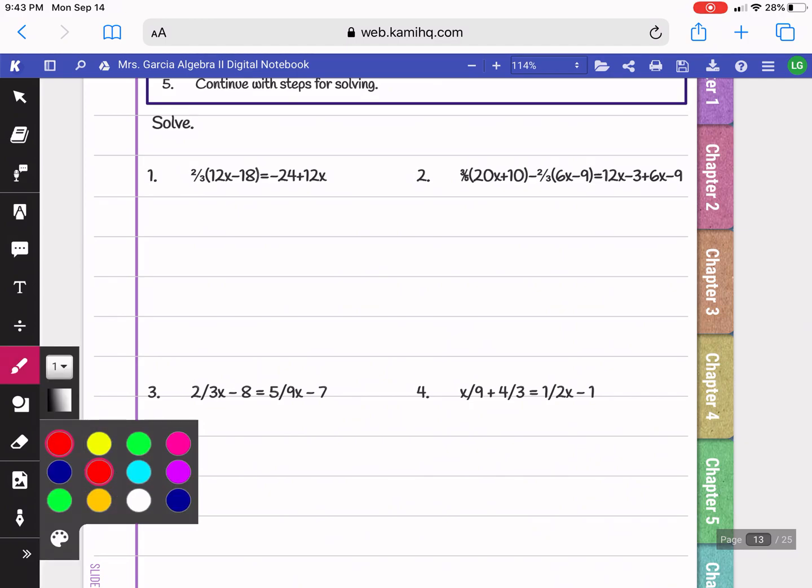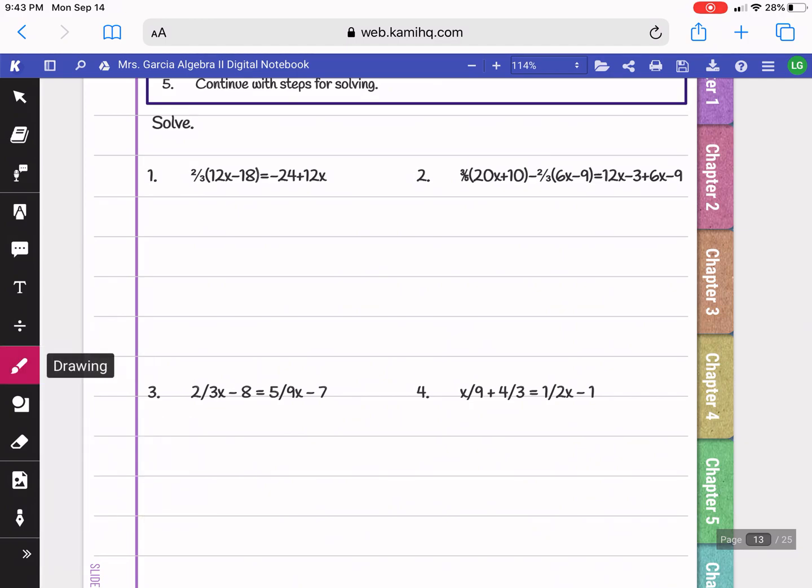In example 1, we have parentheses, so we're going to distribute the 2/3. So 2/3 times 12 means you're doing 2 times 12, or 24, divided by 3. So that gives me 8x. Then 2/3 times negative 18 means we're doing 2 times negative 18, which is negative 36. And if we divide by 3, we get negative 12. So you'll notice by distributing, our fractions disappeared.